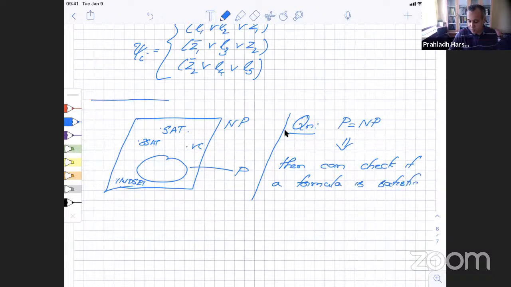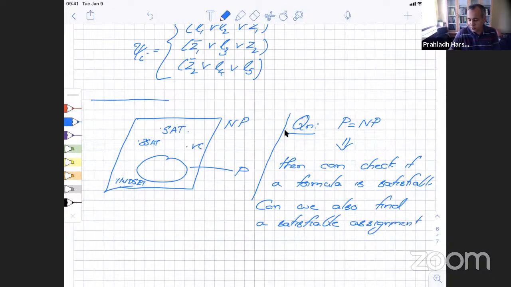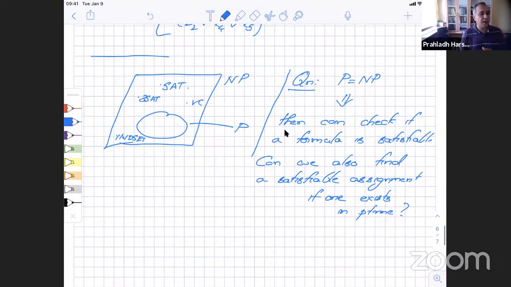Can we also find a satisfiable assignment, if one exists, in polynomial time? Suppose I give you an algorithm that tells you, given a formula, whether it's satisfiable or not. Can you use this algorithm to actually find a satisfying assignment?